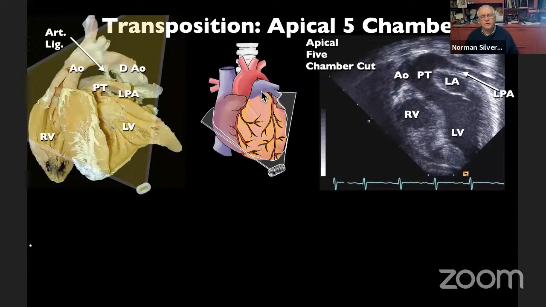Now, we can also look at the same anatomy from a subcostal or an apical view. And here is a heart of a 4-year-old who has transposition and has a ligamentum arteriosum between the aortic and pulmonary trunks. The left pulmonary artery and descending aorta are shown. The left ventricle has thinned out because this patient was unoperated and survived to 4 years of age.